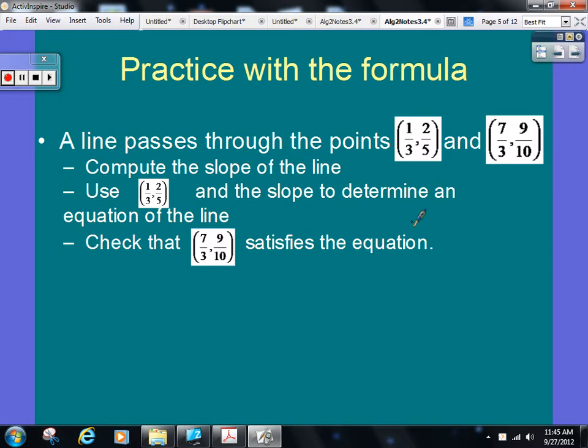Okay, let's practice with it. And of course, we're going to use really nasty points. We're going to find a line that goes through these 2 points, (1/3, 2/5) and (7/3, 9/10). Okay? I told you there are 2 things you need. You need a point, and you need a slope.